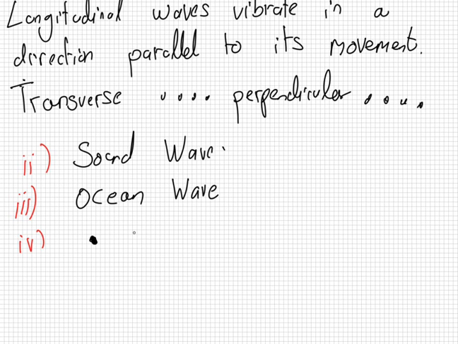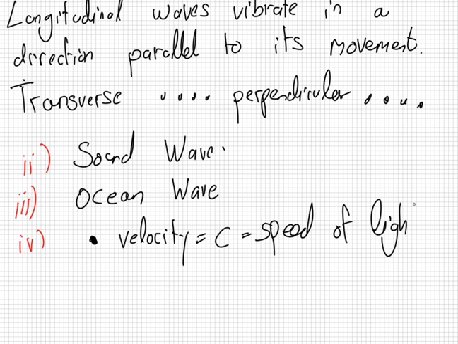Yeah, finally we have one. They all travel at the speed of light. So the radio waves, microwaves, light waves, gamma waves, all electromagnetic waves have a velocity of c. So we can say the velocity equals c, which is the speed of light. And what's the second point here?